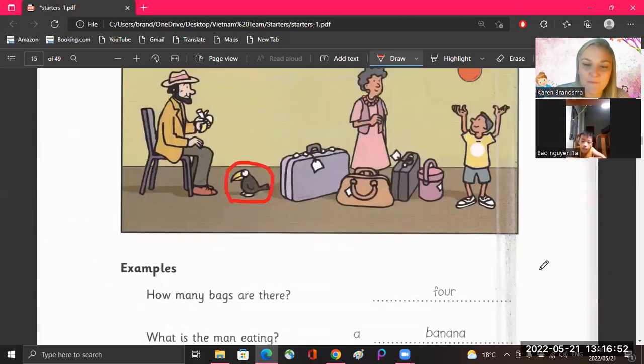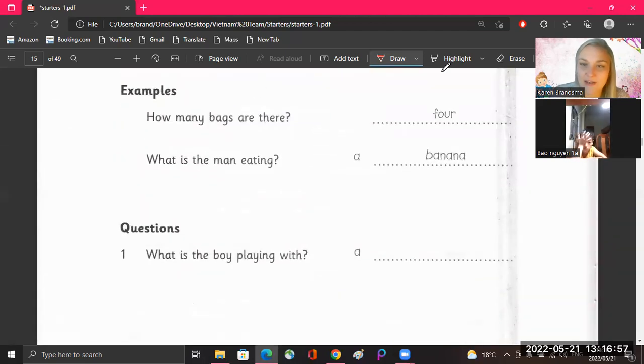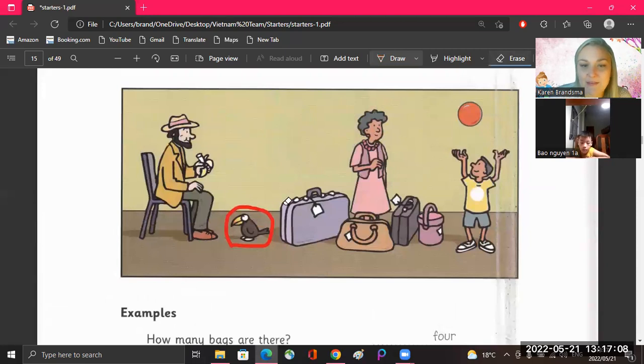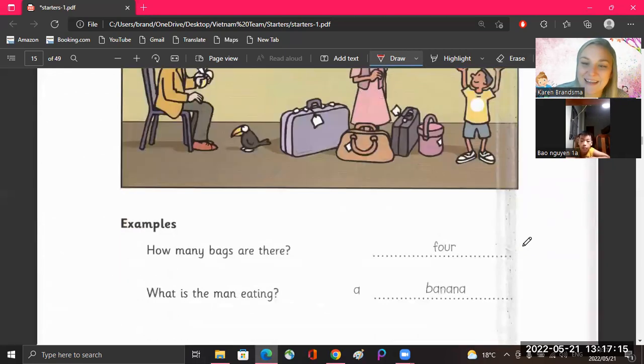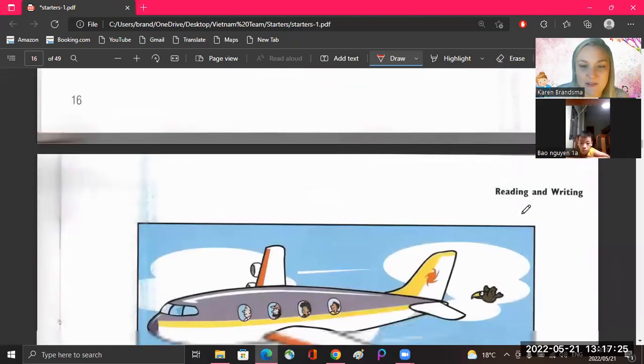A bird. Okay, let's see. Number one, can you read it for me? What is the boy playing with? Boy playing with a ball. Yes, a ball. B-A-L-L. Okay, good.